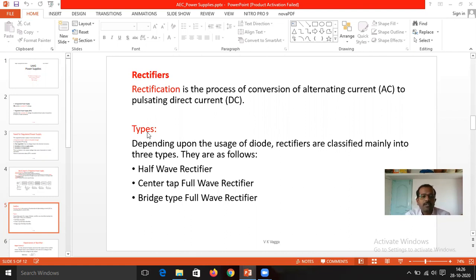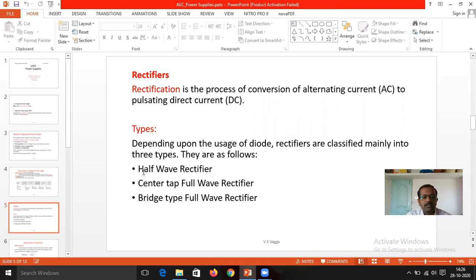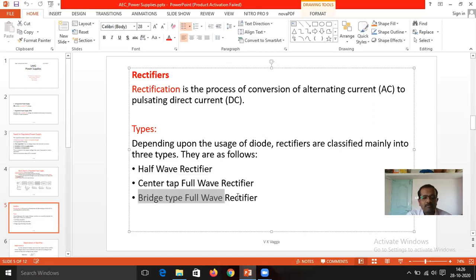Okay, and the types of rectifier are classified according to the use of the diodes. How many diodes are going to be used in order to build the rectifier circuit? It is based on that. So it is classified into three main types: one is the half wave rectifier, one more is the center tap full wave rectifier, and one more is the bridge rectifier.